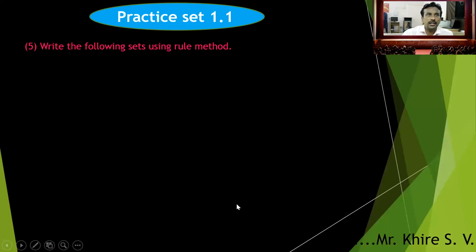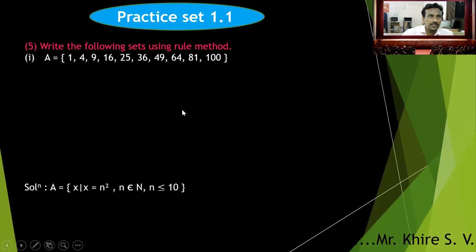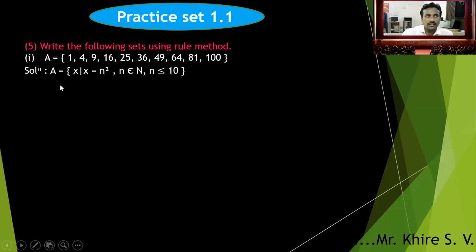Question number 5 is write the following sets using the rule method. A set A is given: 1, 4, 9, 16, 25, 36, 49, 64, 81 and 100. The numbers are given. Observe these numbers first. Which numbers are there? Suppose A is the set of X such that X is equal to n squared. Yes. These are the perfect squares from 1 to 10.